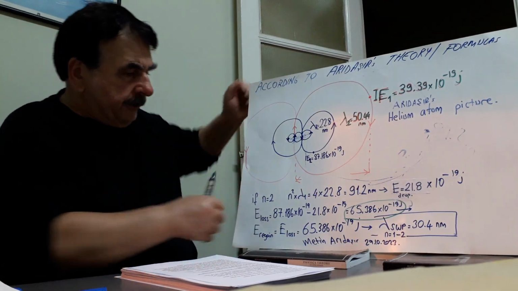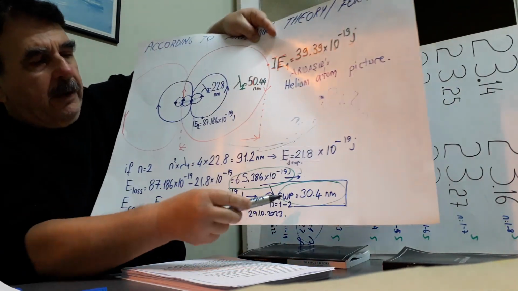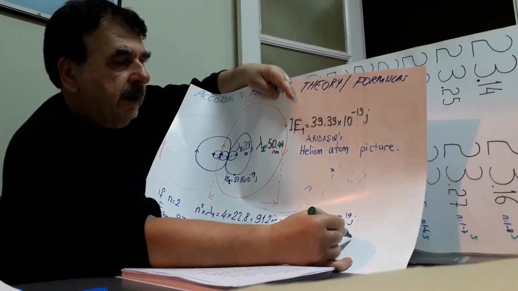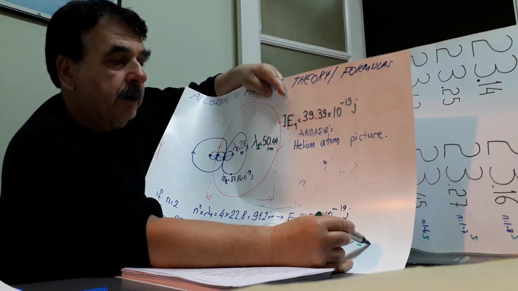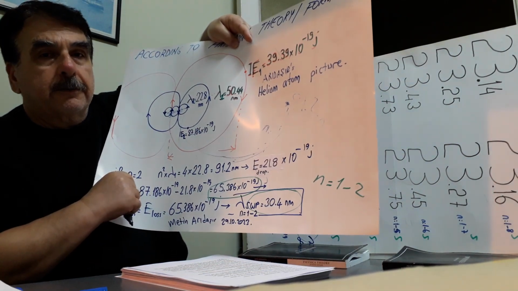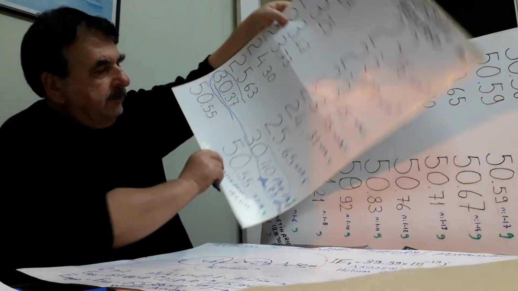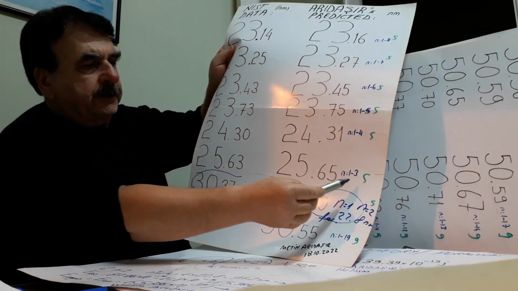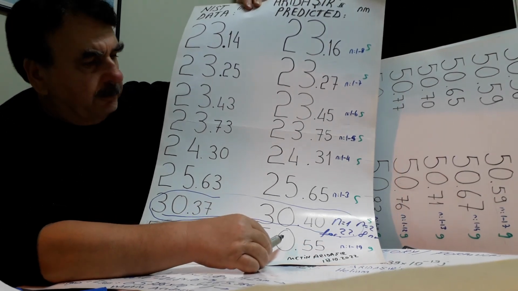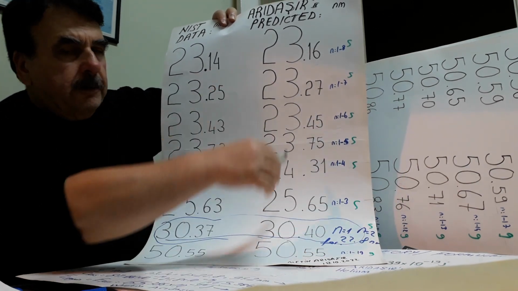And this single wave pulse's corresponding wavelength is what? Here, 30.4 nanometer. And the wave number from 1 to 2, between 2 and 1 wave number. Where is this? This is the smallest. Right side, my computation, prediction of helium spectral line values.